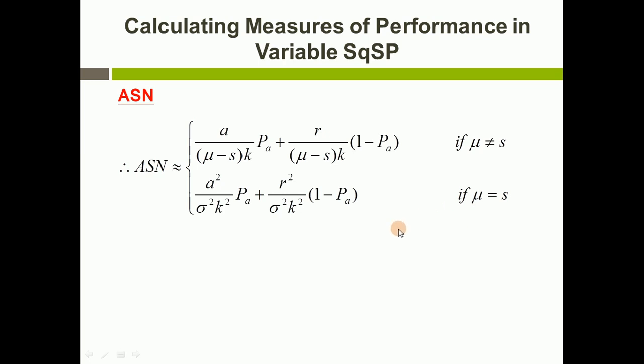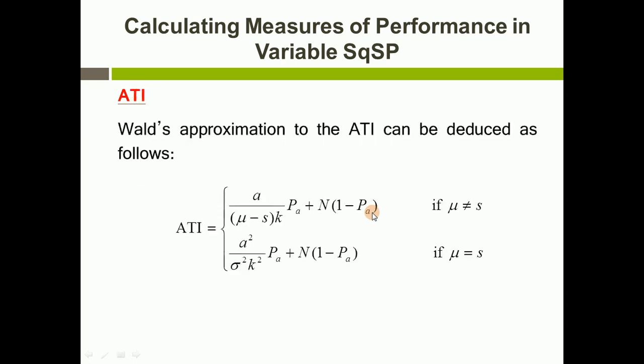The last thing we have is the average total inspection, and as you can see, the average total inspection is apart from the ASN. We take this part in case of acceptance and then we add a capital N in case of rejection. And here is the ATI, so this is the part from the ASN I took, plus the capital N times 1 minus the PA. This is the part I took to inspect, the expected sample size in case of acceptance that I would inspect, plus the capital N times 1 minus the PA in case of a rejection. And that's it.